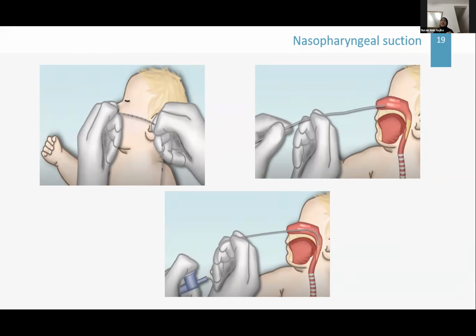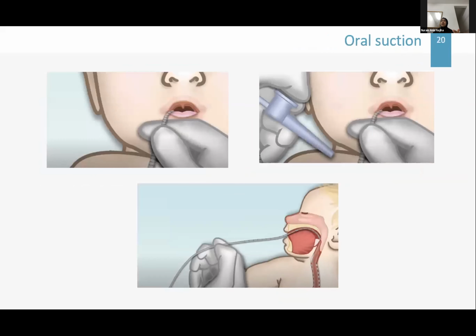And then you can hold the baby's head to avoid the baby moving during the procedure. Then you gently insert the catheter, but not with suction yet. After the catheter is inserted fully, you can apply the suction. Then you remove the catheter and note if there is any color or odor at the catheter. So that's for nasopharyngeal.